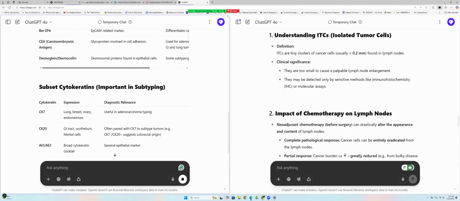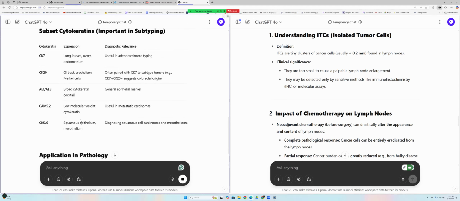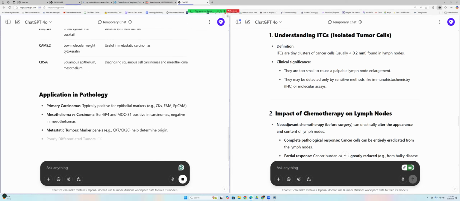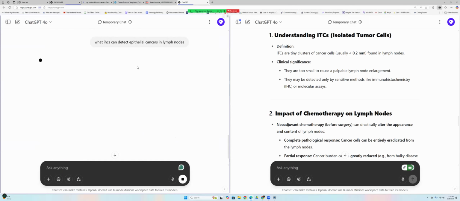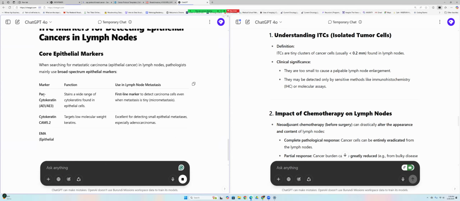CK20. This is a broad spectrum keratin. Let's say what IHCs can detect: epithelial cancers in lymph nodes. Sometimes these tumor cells are going to be hiding. Remember that these are epithelial cells, epithelial cancers, and lymph nodes are lymphoid series, so they won't stain. But these IHCs will pick them up. Okay, so pan-keratin, very good.